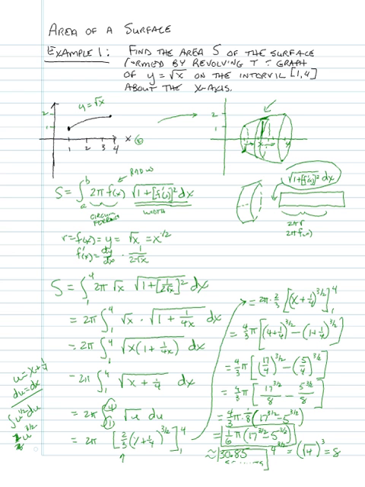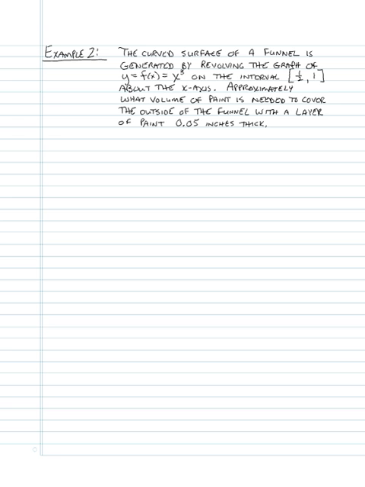Okay, let's look at another example on the next page. As we look at our next example, you can read it, but of course I will for you. The curved surface of a funnel is generated by revolving the graph of y equals x cubed on the interval from 1/2 to 1 about the x-axis. Approximately what volume of paint is needed to cover the outside of the funnel with a layer of paint 0.05 inches thick?